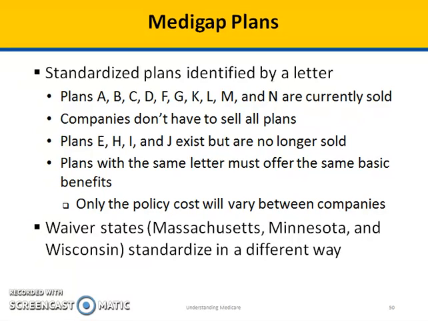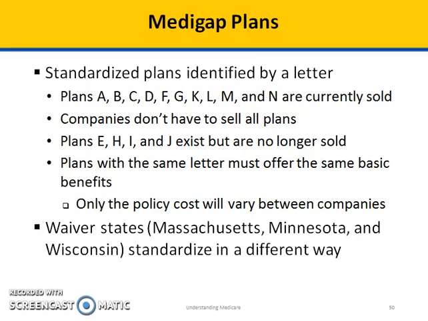So in most states, Medigap insurance companies can only sell you a standardized Medigap policy identified by letters A, B, C, D, E, F, G, K, L, M, and N plans. Plans D and G with an effective date on or after June 1st, 2010, have different benefits than plans D and G bought before June 1st, 2010. Plans E, H, I, and J are no longer sold, but if you already have one, you can generally keep it. Plan F has a high deductible option as well.